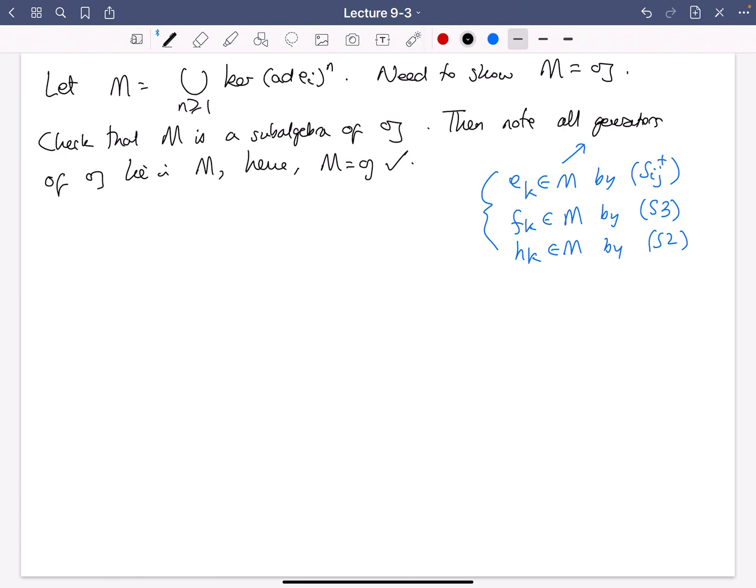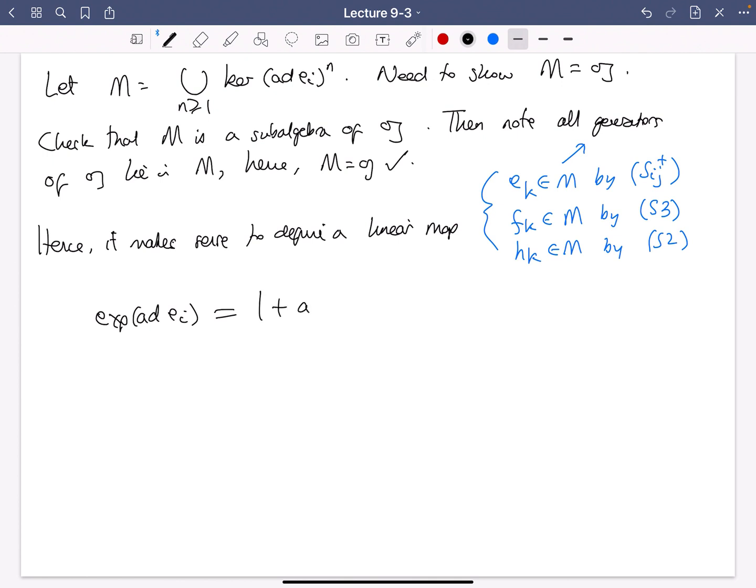Okay, so ad e_i is locally nilpotent. Why is that important? Well, because that's what you need for it to make sense to define a linear map exp(ad e_i). This is just the exponential power series applied to the linear map ad e_i. So ad e_i squared over 2 factorial, ad e_i cubed over 3 factorial, and so on, right?